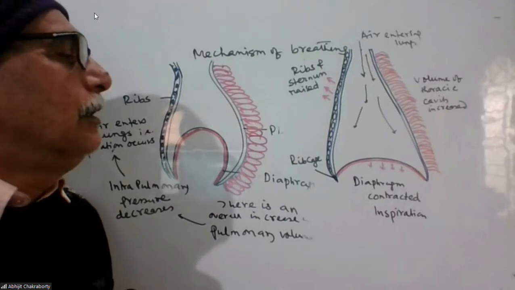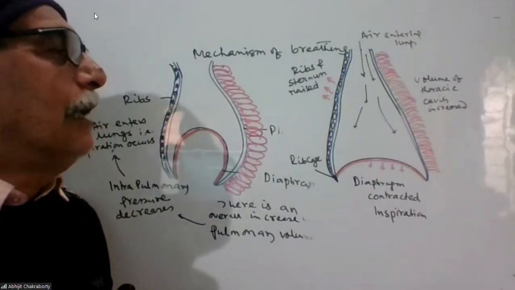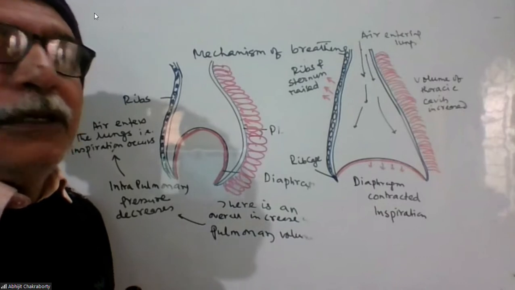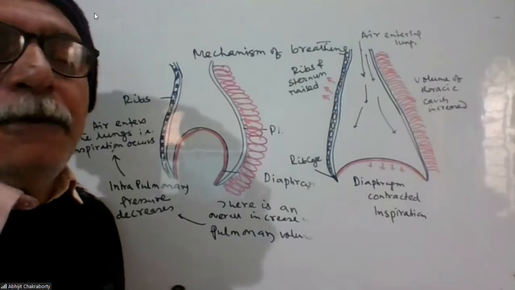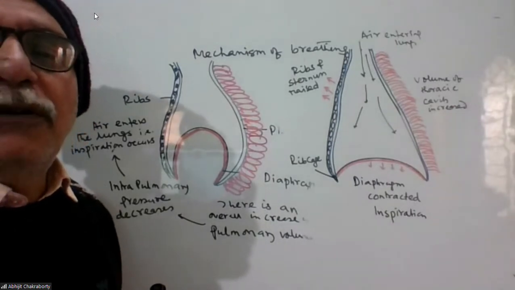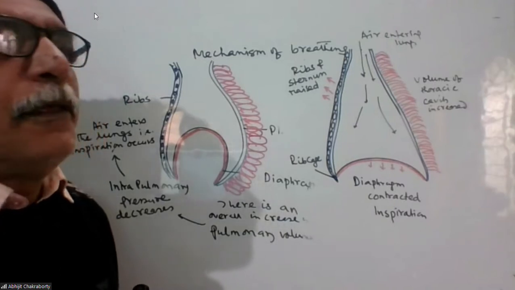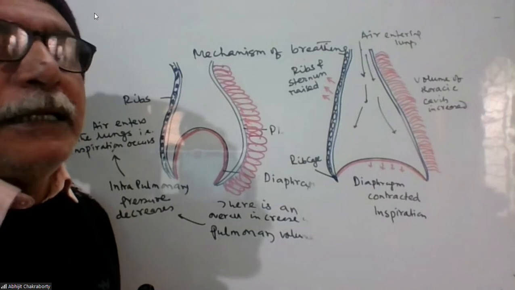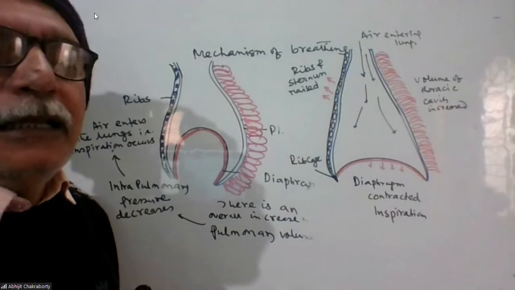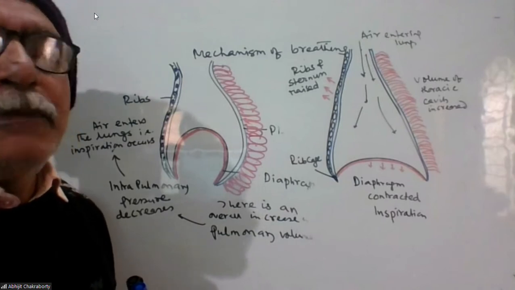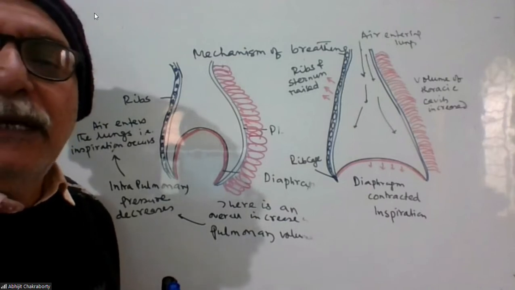So once the inspiration is over, the diaphragm and the external intercostal muscles relax. And due to this, both ribs and diaphragm return to their original position. As a result, the volume of the thoracic cavity or thoracic chamber decreases, so that pressure increases there. Now the pressure inside the lung is found to be more than the atmospheric pressure. And as a result, air is expelled out. Clear?